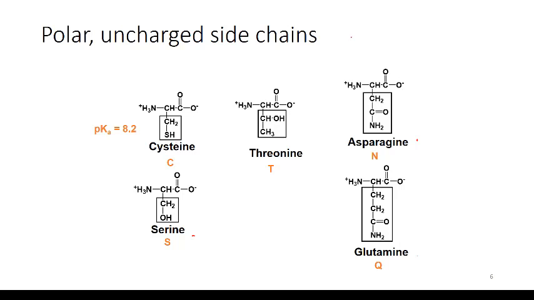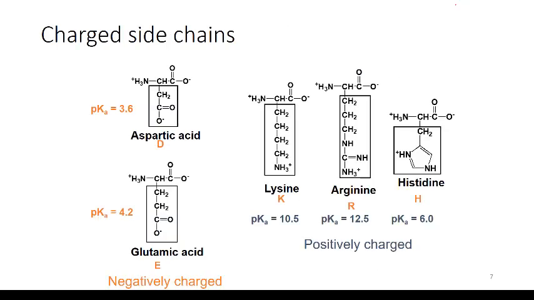Cysteine has a pKa of 8.2. So below a pH of 8.2, so at physiological pH usually, it's going to be protonated and neutral, but above a pKa of 8.2, it'll carry a negative charge. So again, this is going to look a lot like the next set of amino acids that we'll see, which are our charged side chains.